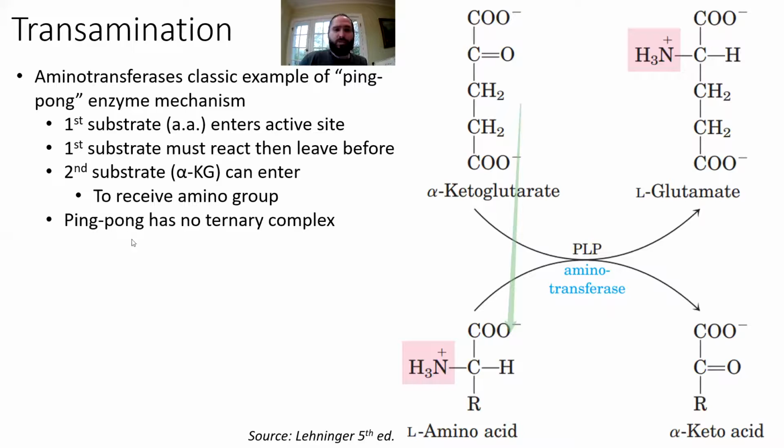So in other words, ping-pong enzyme mechanisms don't have a ternary complex. What do we mean by a ternary complex? Ternary complexes are when we have an enzyme with two substrates. For example, you might have a transferase which has both substrates present in the active site, transfers something from one substrate to the other, and then allows them both to leave. That would be a ternary complex, as opposed to what we're describing here, where the first thing has to leave before the second one can come in.